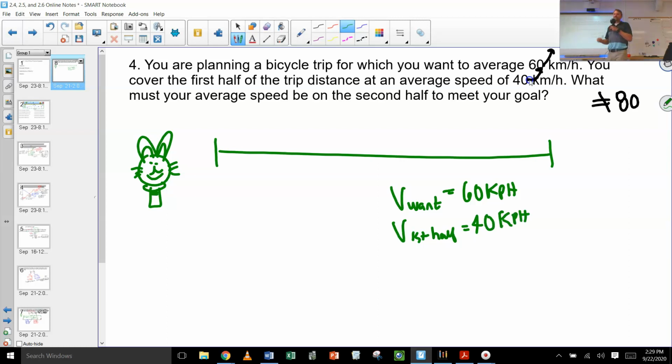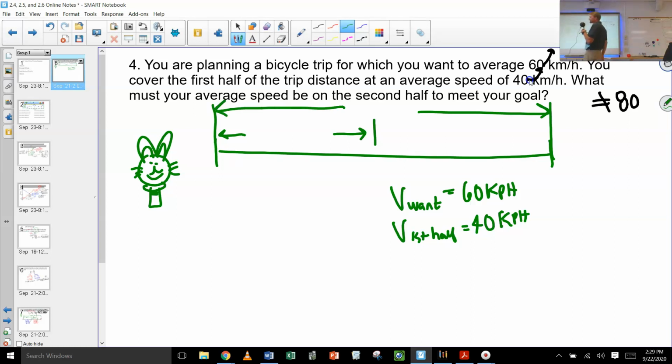So maybe there's a number where we go the first half of it, that works with 40, but when we go the whole thing, that also works with 60. So I'm just going to go in my brain. 60. If I made the distance 60, that's not going to work. 120 for the whole distance, that doesn't work with 40. I'm going to go 240.